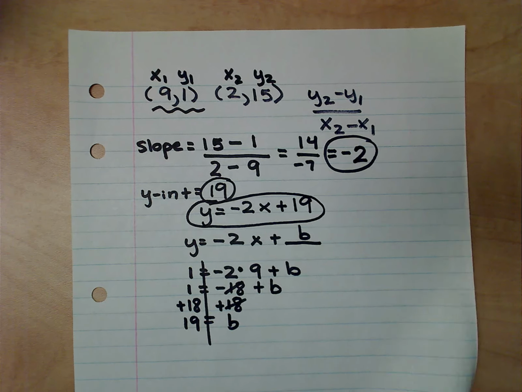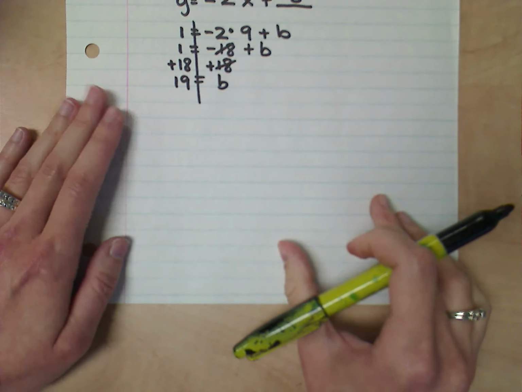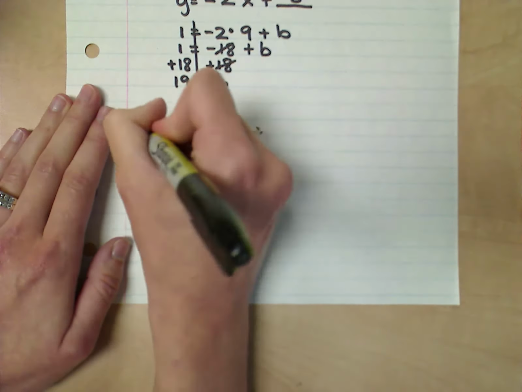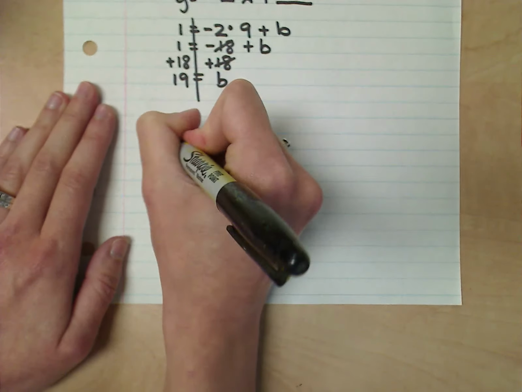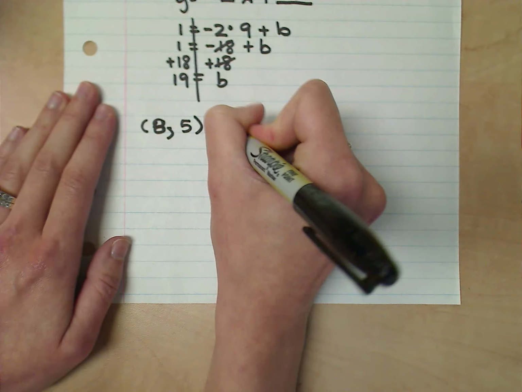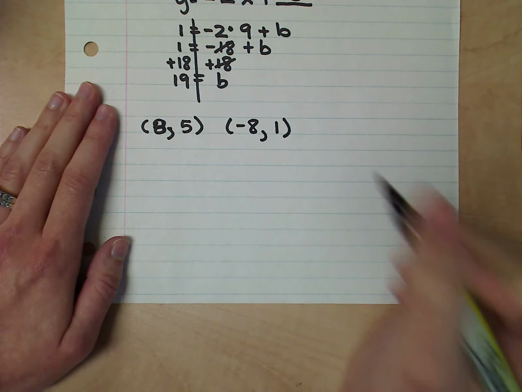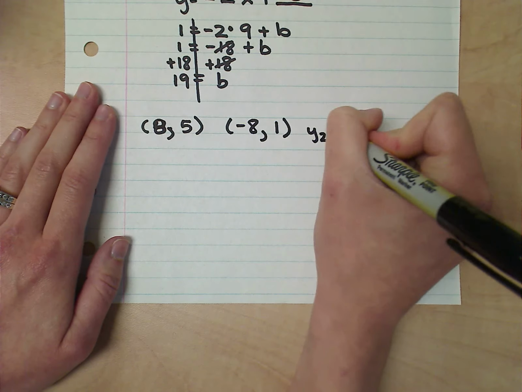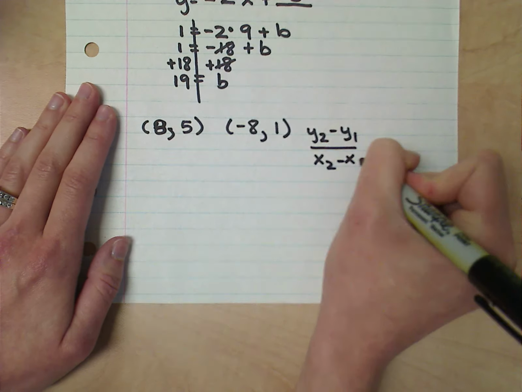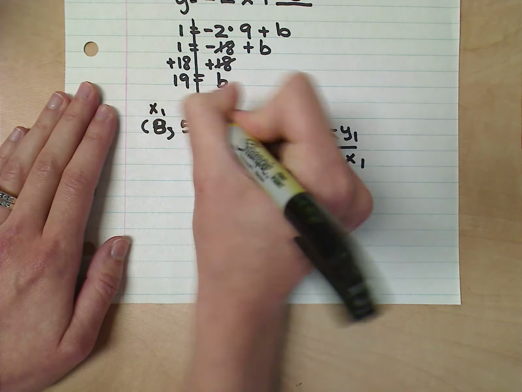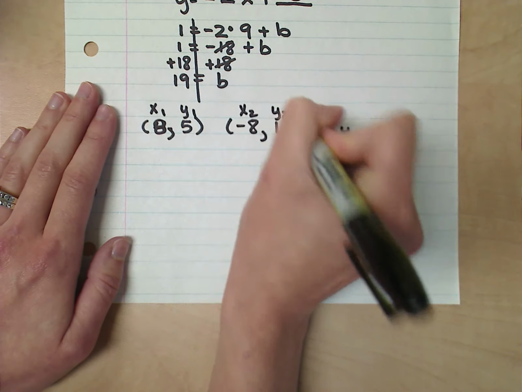Now let's do another one like that. This time I'm going to use the 2 points, excuse me, this is going to be 8, 5, and negative 8, 1. So again, I'm going to need to use my formula for slope, y2 minus y1 over x2 minus x1. Label these points, x1, y1, x2, y2.